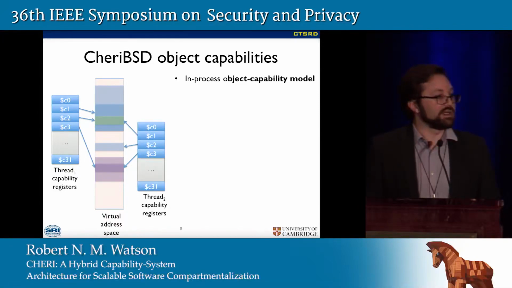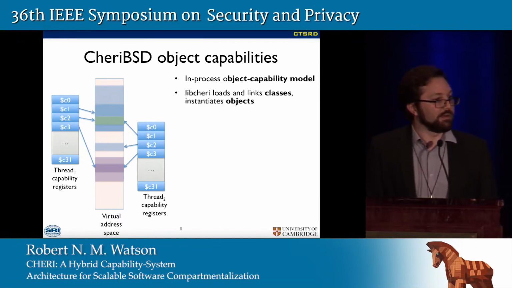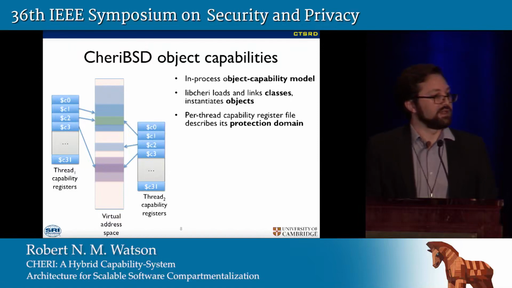And we're going to use this to implement an object capability model, which is to say we're going to have objects in an object-oriented sense referred to by capabilities. We can then delegate them around and invoke them and so on. And when we use the word encapsulation, that is the kind of encapsulation that we mean. When we start up a process, our libCHERI library in user space is going to be able to load and link additional classes, and it's going to be able to instantiate objects. But unlike conventional language runtime objects in C++, these are going to be compartmentalized using the capability model. So I've mentioned every thread is going to have a capability register file.